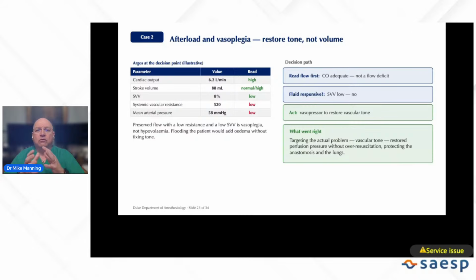So our cardiac output was robust. It was 6.2 liters. The stroke volume was normal to a little bit high from what it had been. The stroke volume variation was 8%, but the systemic vascular resistance dropped significantly to about 500, which is on the low range of normal, and the mean arterial pressure was significantly low. So very quickly gave some boluses of vasopressor and asked the surgeon to reapply the clamp partially to allow us to get that vascular tone back.